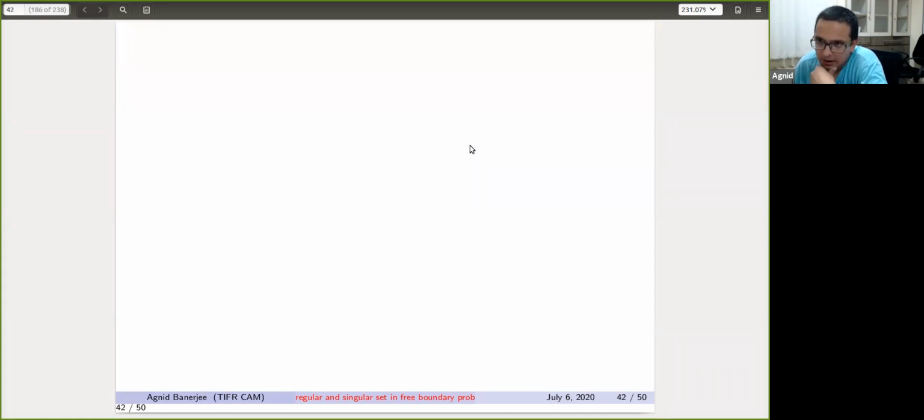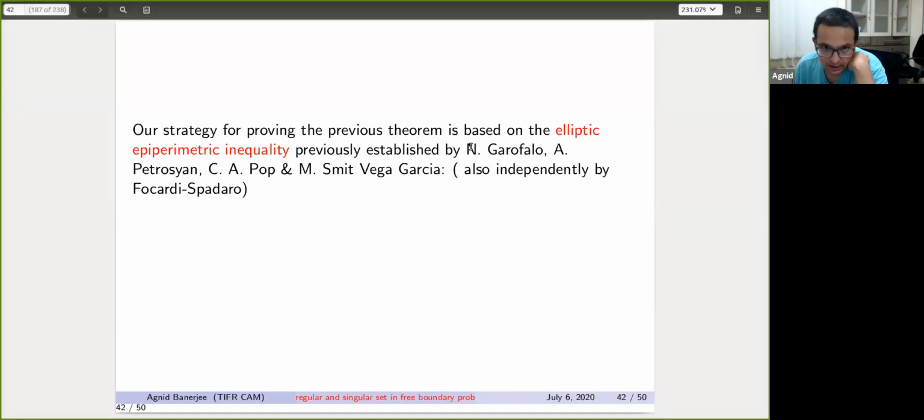As I said, you cannot just use the Caffarelli-Salsa-Silvestre results, because you would not have any uniform regularity estimates of the free boundary in time. So instead, we adapt the epiperimetric approach, which in this setting was first established by Garofalo, Petrosyan, Pop, and Smit Vega Garcia. With that, we are able to combine it with some sharp non-degeneracy estimates. And then by using the fact that u_t is bounded, we are able to get some basic regularity of this free boundary in time. I will not elaborate any further because I have very limited time now, so I'll go through the rest of the slides very quickly.